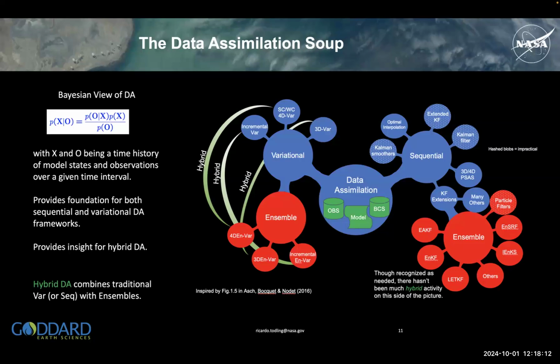So we started back in the 70s. The discussion was largely focused on sequential versus variational. So the 70s, the 80s, and the 90s, up to the mid 90s, the discussion was really variational versus sequential methodologies.